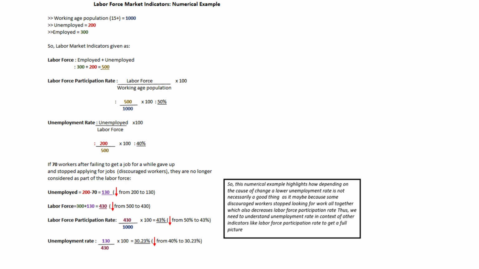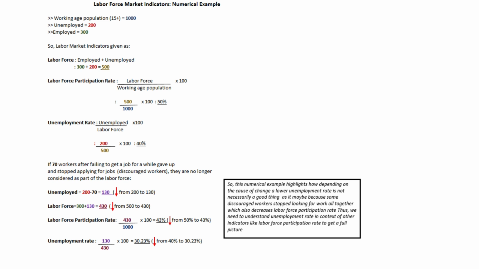The labor force, we know, is made up of everyone willing to work, regardless of whether they have a job or not. So it's the employed plus the unemployed. In this case, that means 300 plus 200 is equal to 500. Now, the labor force participation rate is the labor force expressed as a fraction of the working age population. In this case, our labor force as calculated is 500, and our working age population is 1,000.